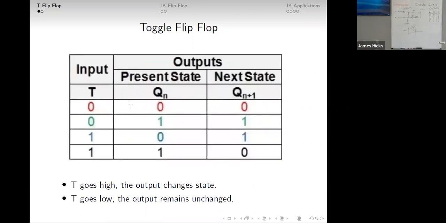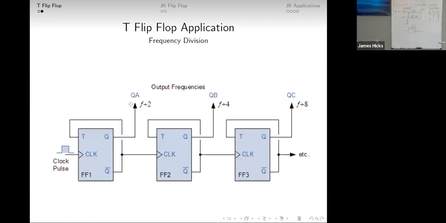And here's where this can be useful. Every time I make T go high, I'm going to flip the output. So we can use this almost as a counter, if we're okay counting in binary. So this is not a counter, this is a frequency divider.